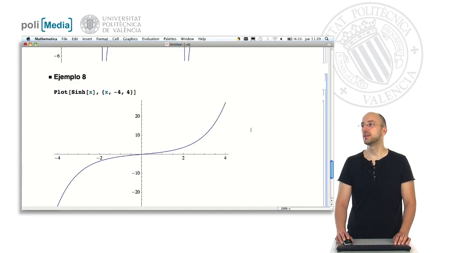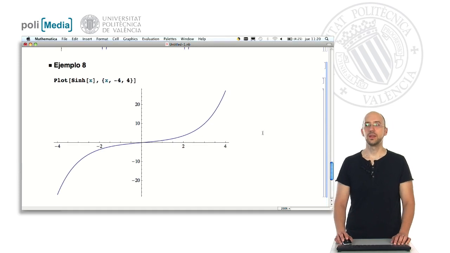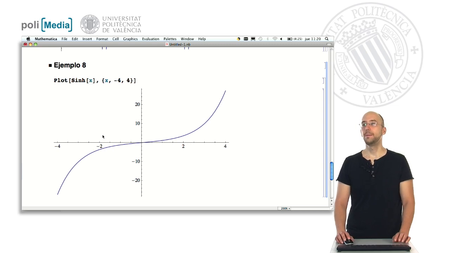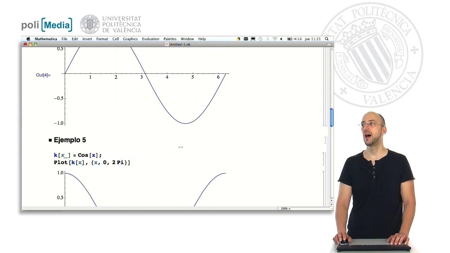Let's go for other functions. This one is a bit more peculiar. In a previous chapter, we have seen how the hyperbolic sine of a function is defined. But I wanted to represent it at this moment because its graph should remind us of another function that we have explained previously. Let's go a bit higher. This graph bears a significant resemblance to that of x cubed.